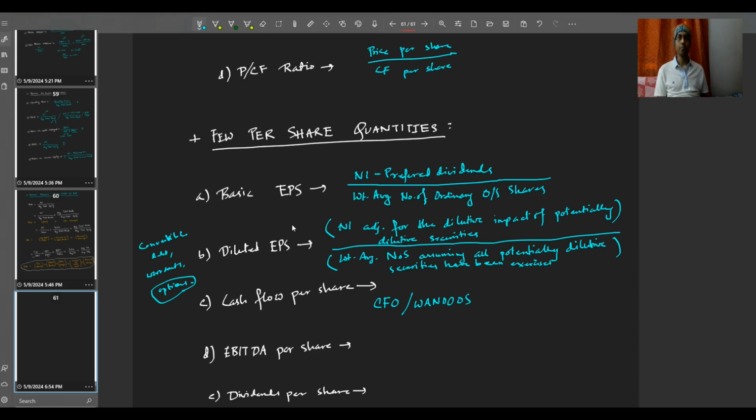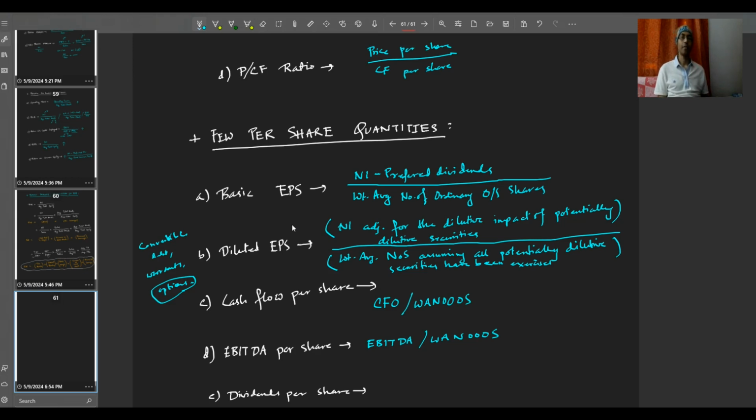EBITDA per share. This is earnings before interest, tax, depreciation and amortization, divided by the weighted average number of outstanding ordinary shares. This is a very useful tool when you want to consider a number which does not include the leverage impact or the impact of the changes in the fixed cost from time to time. So this metric can be used when you are just looking to find out the operational performance of the company.